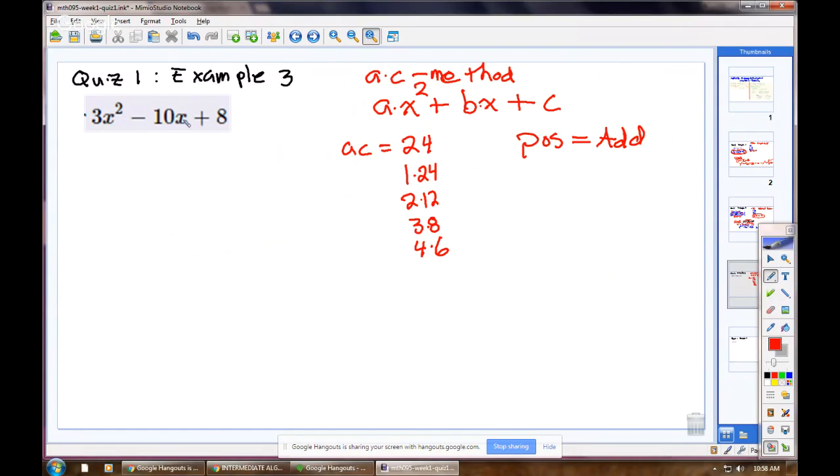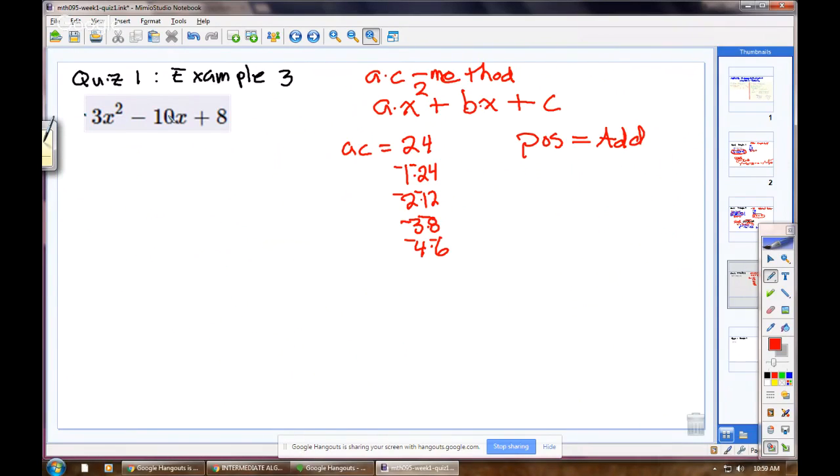All right, so another thing to consider is the sign of the middle term. Since it's negative, each of these numbers needs to be negative. So a negative times a negative is a positive, for every one of these pairs.